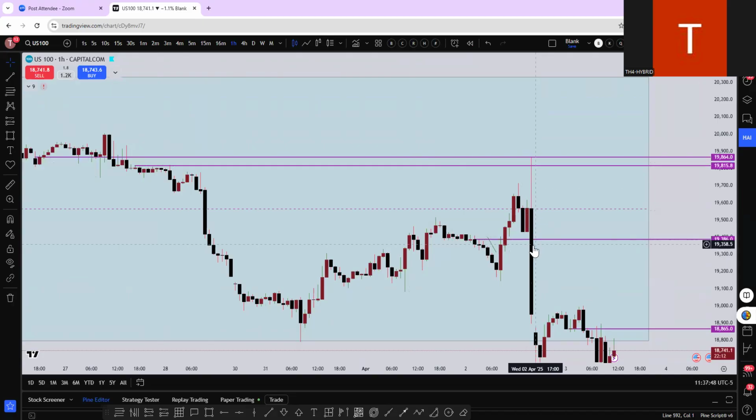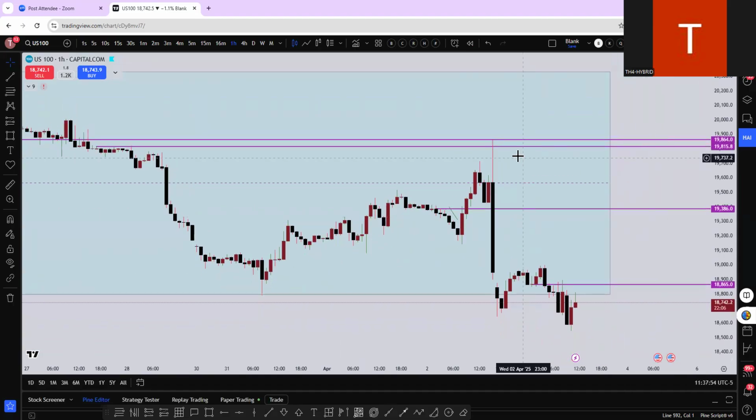This was wild. This is kind of insane. But we still had the reaction off of that key level. It's not a black swan event, but it's like one. So this is just out of the ordinary. But these are trades that we can get in on the lower time frames once we hit our key level.